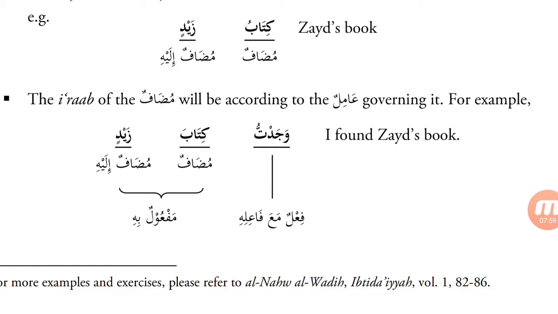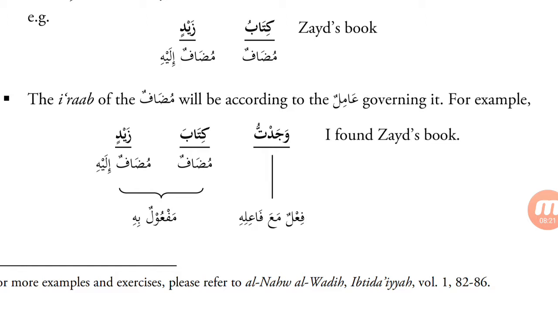After wajadtu, we have a murakkab idafi coming. Kitab and Zayd. Kitab here is mudaf and Zayd is mudaf ilayh. Kitab is mudaf. So what i'rab will we give kitab? We will make it mansoob. Why? Because here kitab is the maf'ul for the fi'l that is coming before it.